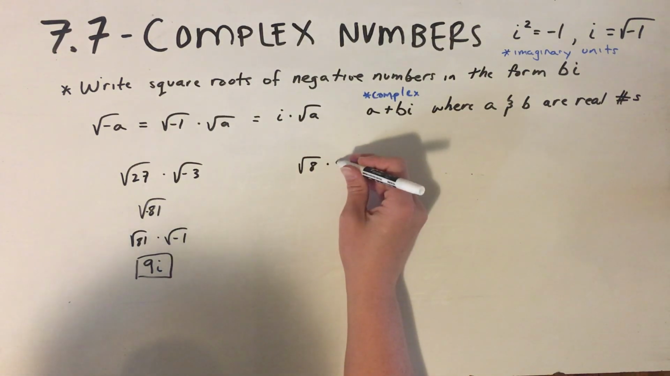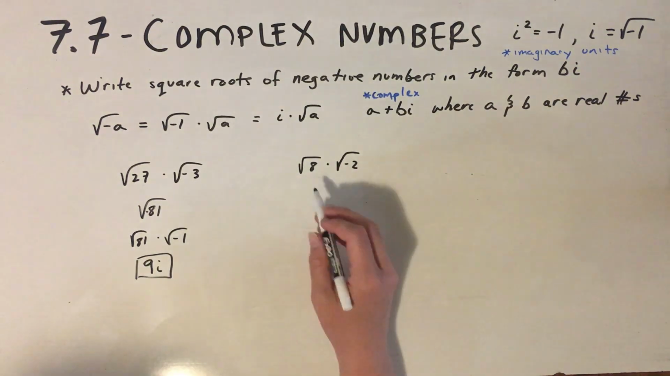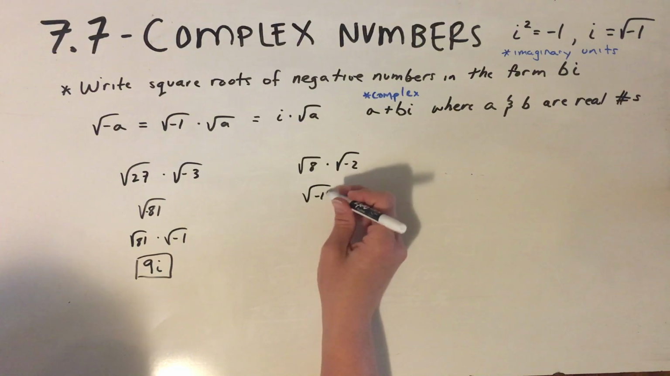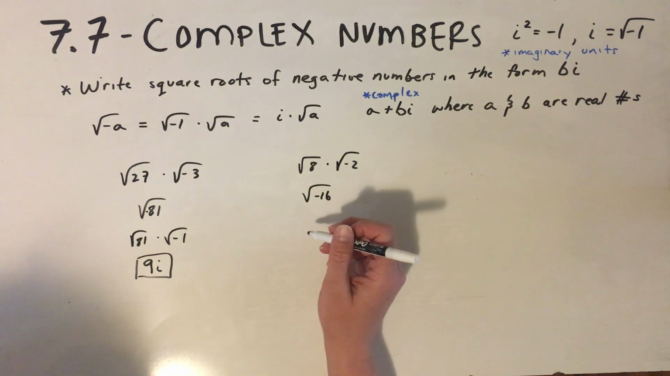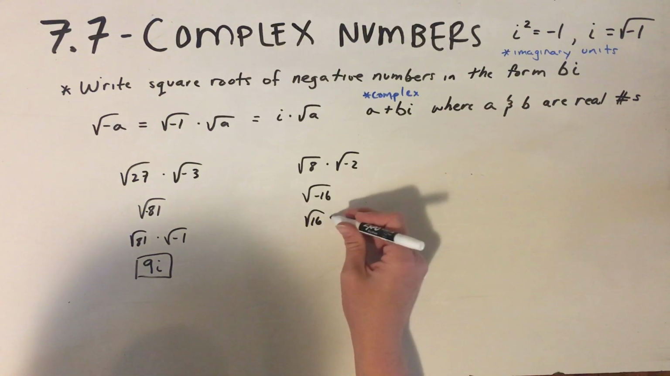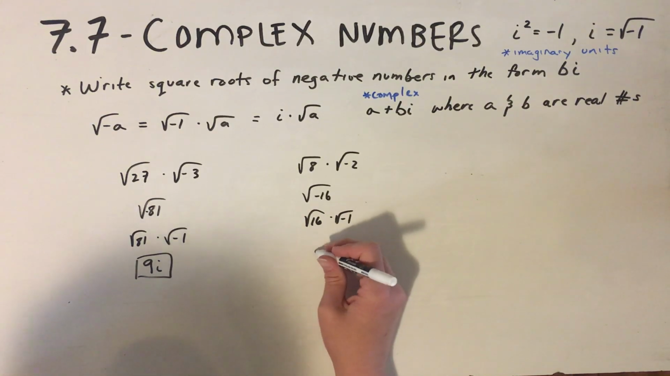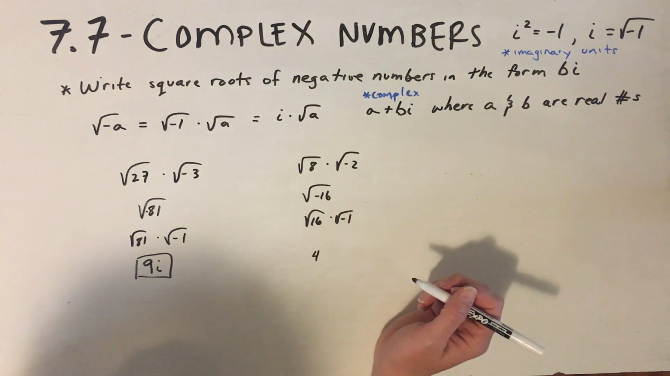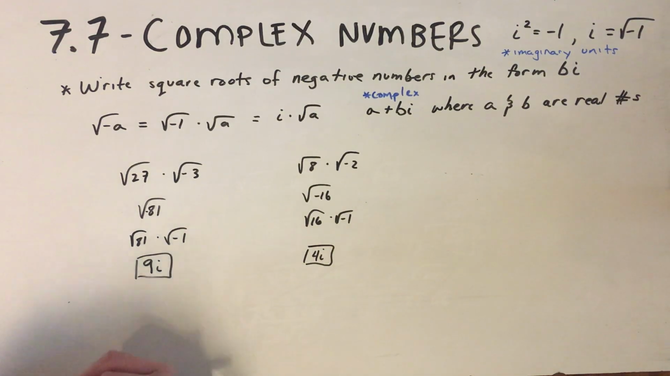Another example, if I had the square root of 8 times the square root of negative 2. Again, I'd multiply those together and get the square root of negative 16, but this would be written as the square root of 16 times the square root of negative 1. Square root of 16 is 4, and the square root of negative 1 is i. So again, writing these in the form of bi.